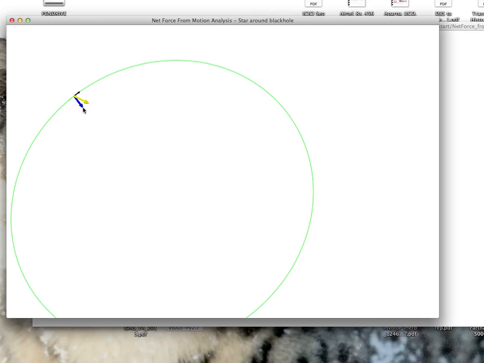So the blue you're seeing is nothing but the F net perpendicular, the black one is the F net parallel, and the yellow one is the F net, which is the net force acting. Whenever the black arrow increases on the right-hand side in this case, which is in line with the direction of motion, you can notice that the velocity of the star is going to increase. When the black arrow is almost nothing or zero, the velocity is going to be constant.